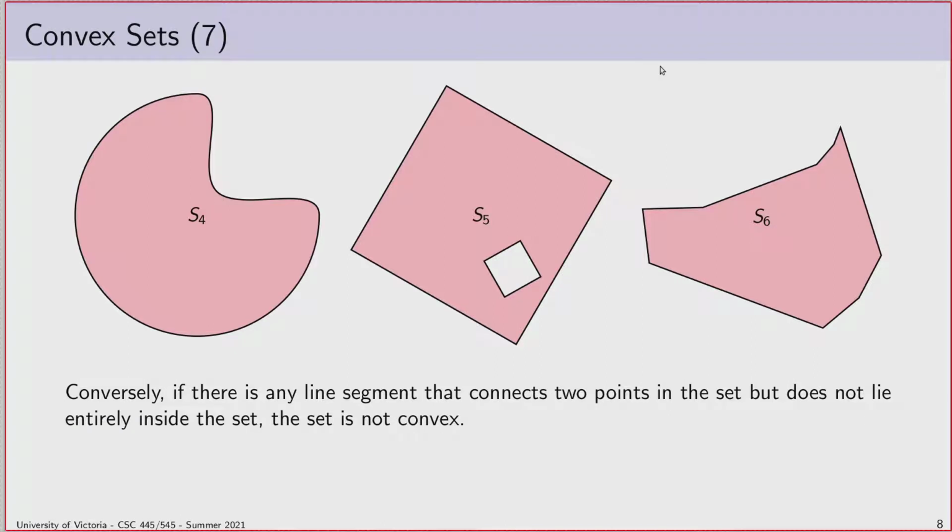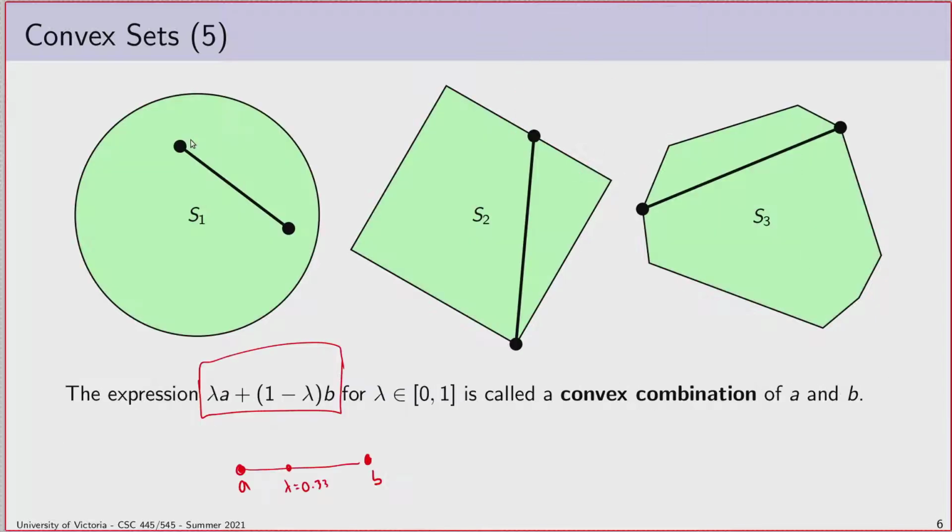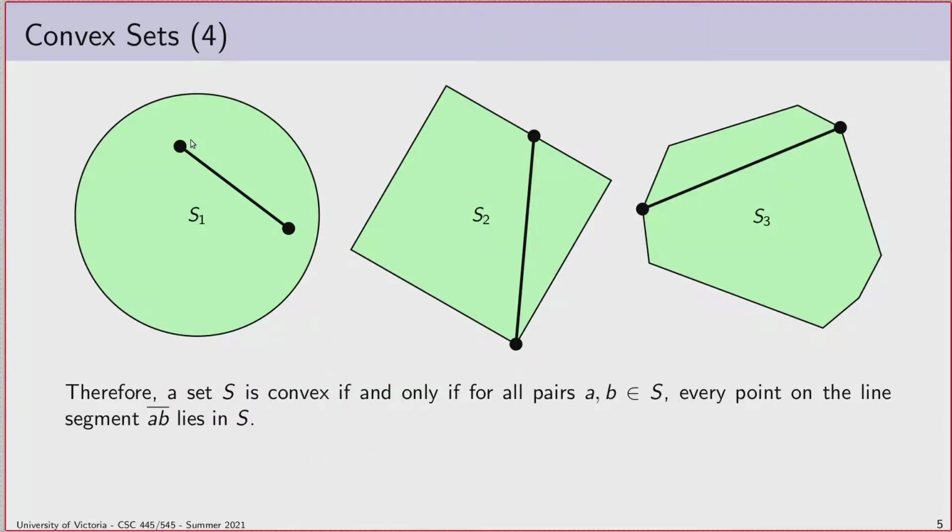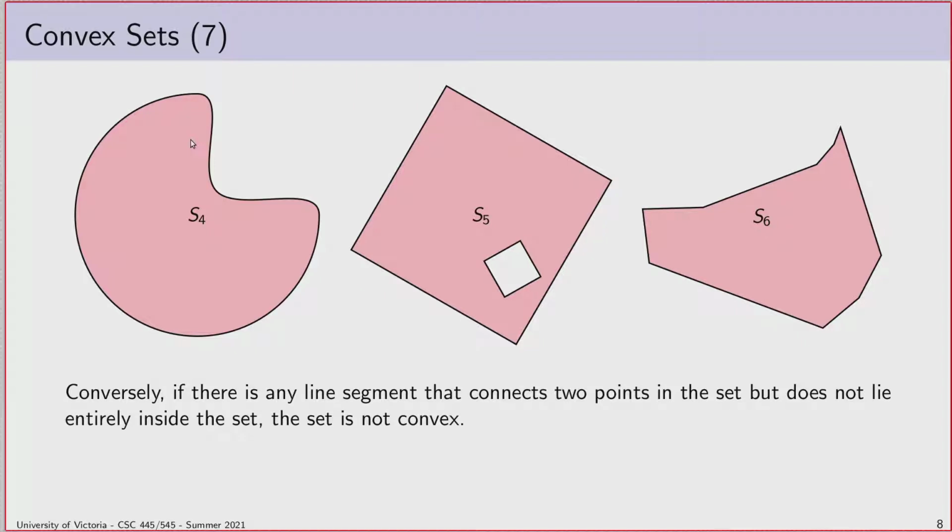Now, let's talk about examples of sets that aren't convex. So here we have S4, and I mentioned a minute ago that if you want to prove that a set is convex, you have to show that for every choice of A and B, the line segment between A and B lies in S. If you want to prove that a set isn't convex, all you have to do is find one pair of points that can be a counterexample. So for S4, I can show that if I choose these 2 points here and I draw the line between them, then there's something on that line that doesn't lie in the set, therefore the set isn't convex.